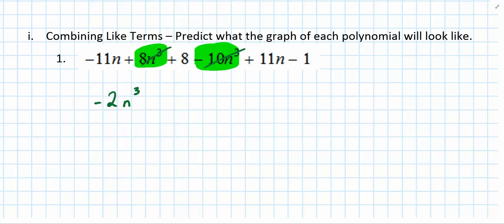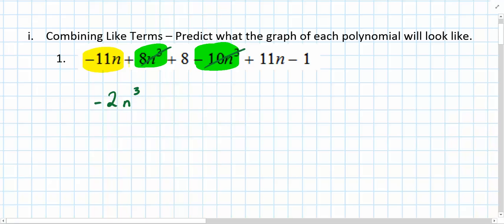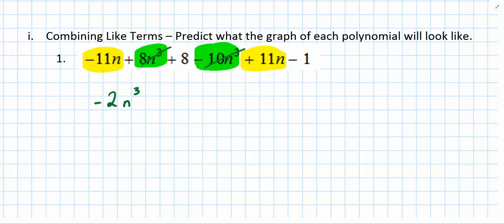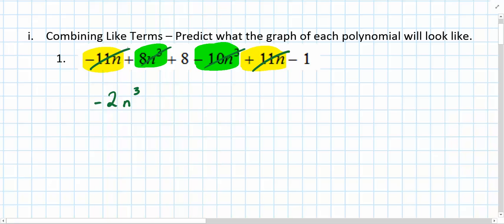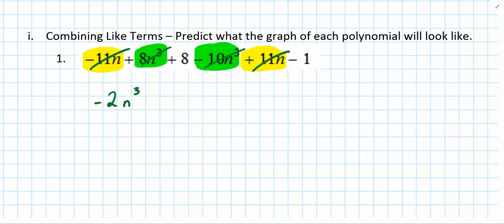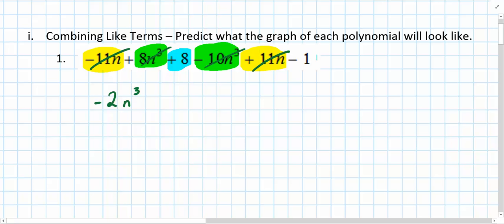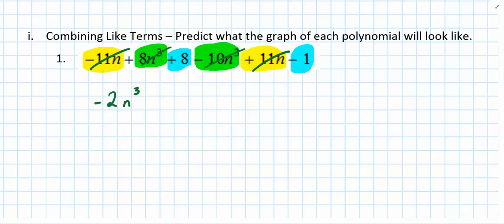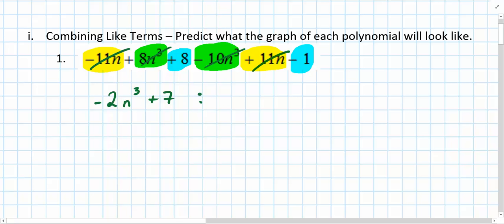The next largest exponent that I see is just an exponent of 1. I see negative 11n and positive 11n. And I also recognize that when negative 11n is added to a positive 11n, the result is 0. They will cancel each other out. So I don't need to write anything in my polynomial next. Those terms cancel out. And finally, I have a positive 8 and a negative 1, which are like terms, and those two combine to make a positive 7.